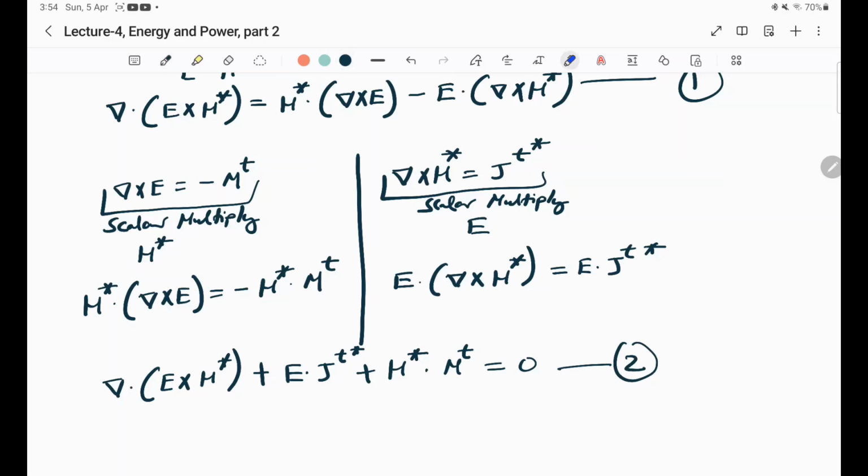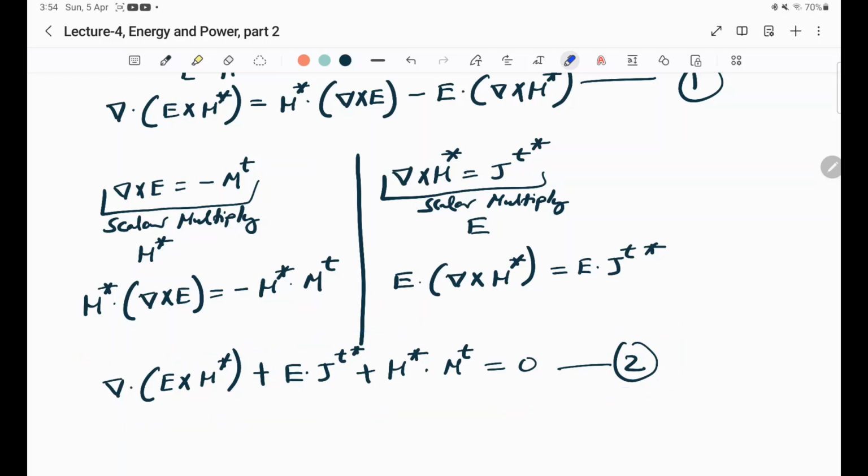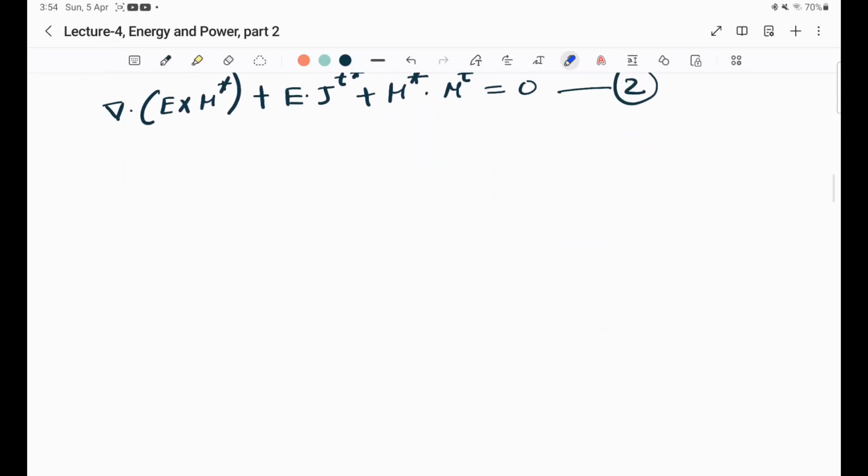Let's call this equation number 2. So what we have done is that we have simply substituted this and this over here, and we have brought those two terms to the left hand side of equation 1. Hence we have got this as equation number 2. Alright. Okay, now let's move forward. Now we know that J total is equal to Y cap E, which is equal to sigma plus j omega epsilon times E. Now if we include the source term also, we should include Ji.